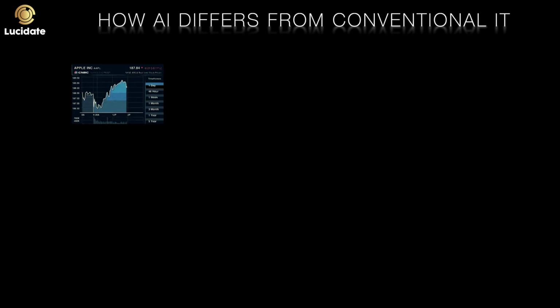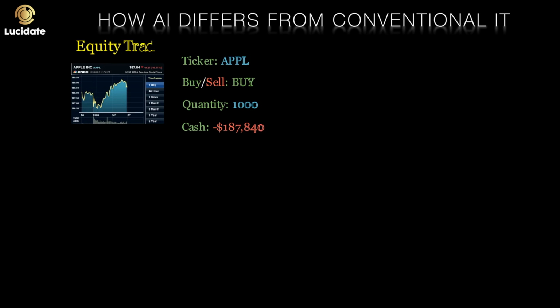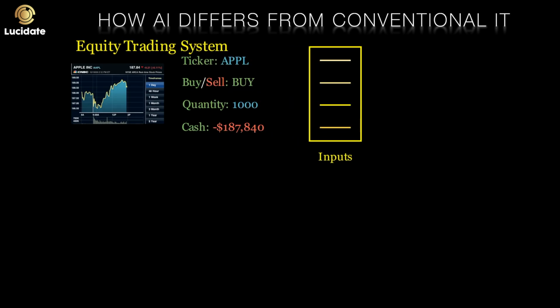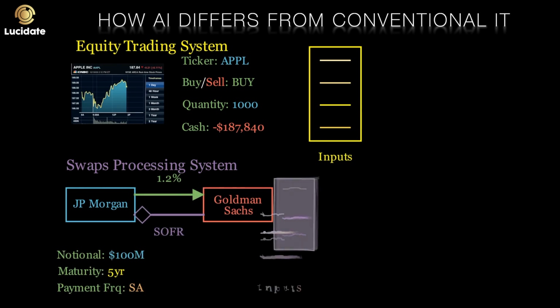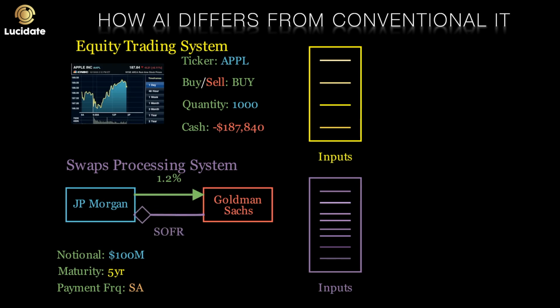When imagining computer systems for automating our business, we think in standard terms. We think about the inputs into our systems. For an equities trading system, we look at things like the ticker, the price, the quantity, buy, sell, and other deal parameters. For an interest rate swap back office system, we'd have many inputs, including counterparty, currency, notional, maturity, fixed and floating rates, payment frequency, etc.